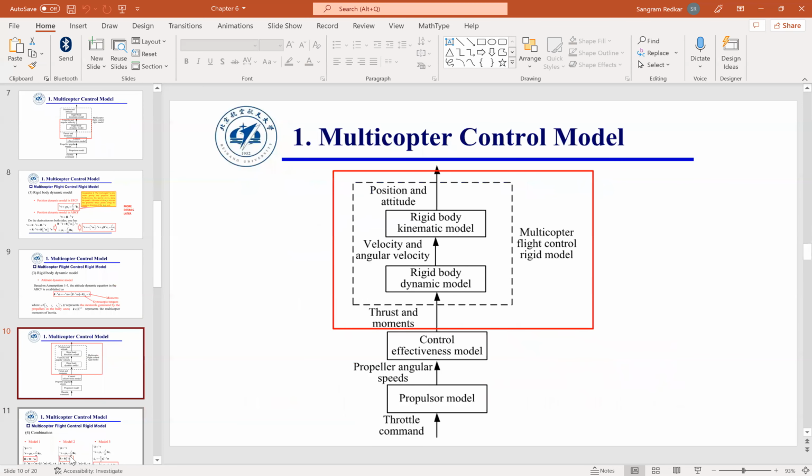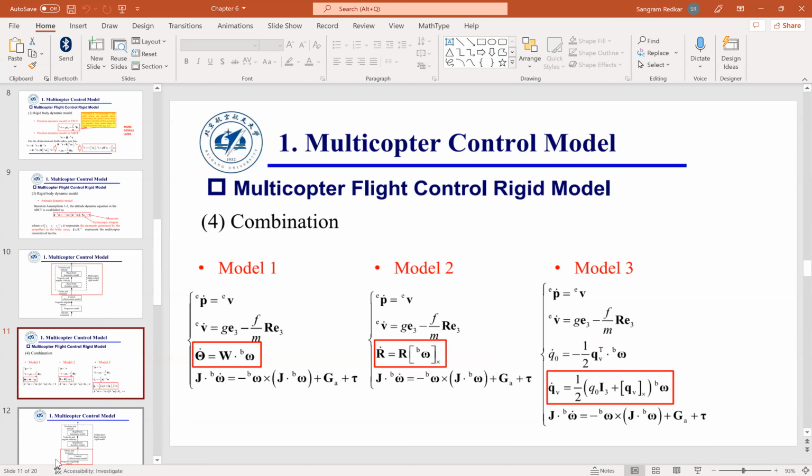Next part is we take this kinematics model, we take this dynamics model and use this for simulation. And most likely, when we simulate the kinematics and dynamics model together, the aircraft or UAV is going to be unstable. So what we do is we actually add a control effectiveness model. So basically, we add some sort of controller to it.